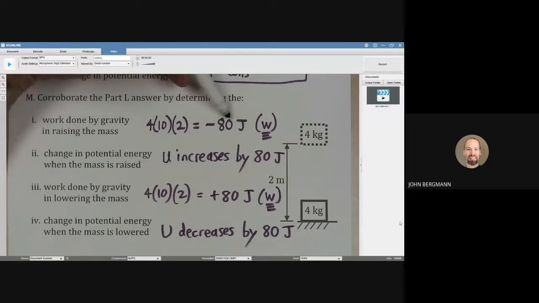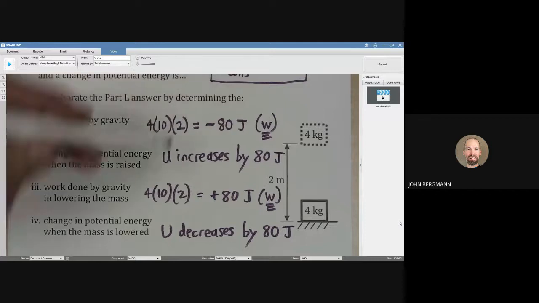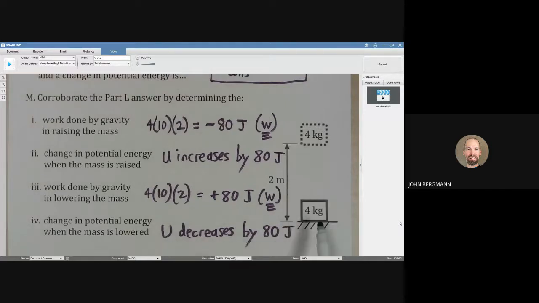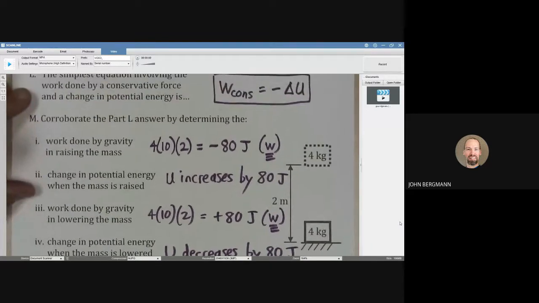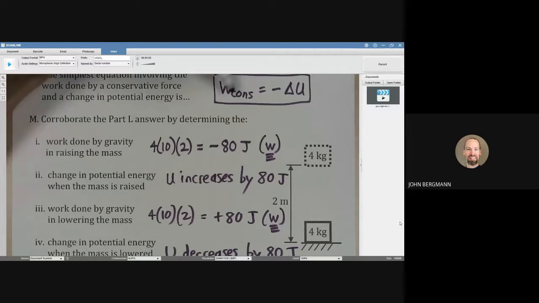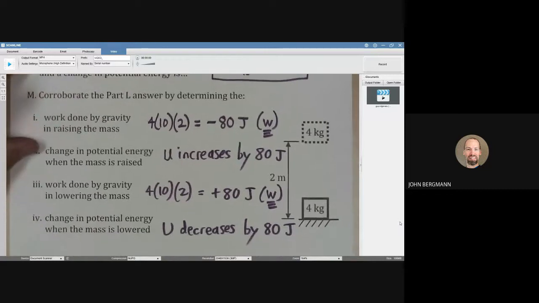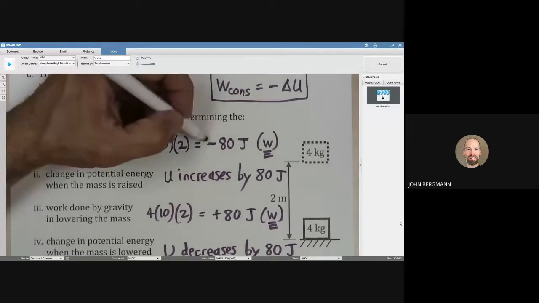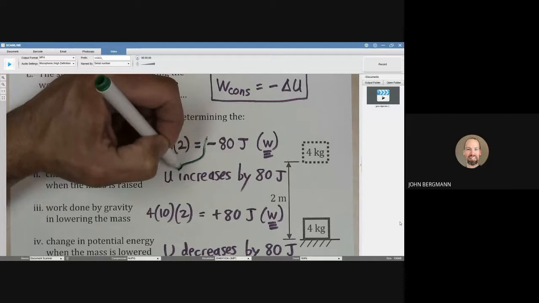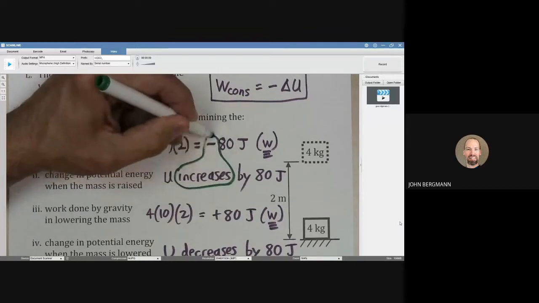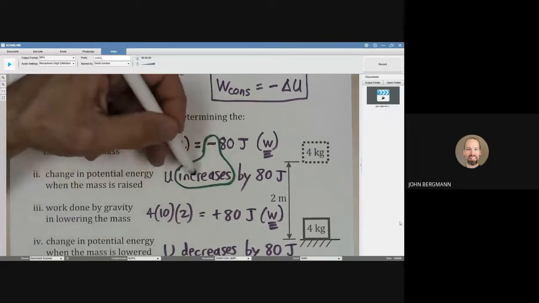Well, isn't it true that the gravitational potential energy is going to increase when you raise something up? So look at the equation that's now at the top of the screen. You can see that the sign of the work and the sign of the change in gravitational potential energy should be opposite, and they are. See, negative, and that's increases. And those are opposite signs. Increases is a positive change.